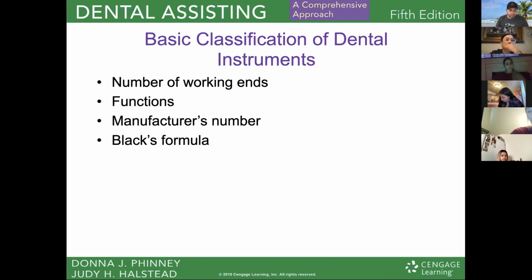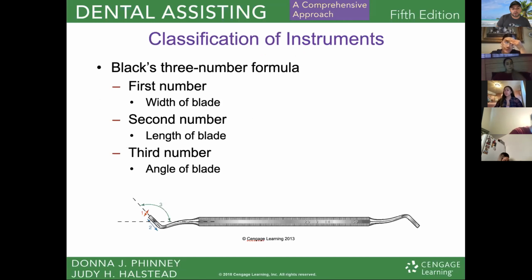On the handle of an instrument is a manufacturer's number. Some instruments will have the name of the individual who designed the instrument, or it can be just a simple manufacturer's number, or it can be Black's formula. Black's formula consists of the exact size and angulation of an instrument. There could be 2 different types of Black's formula. The first is if you're dealing with a chisel, a hatchet, or a hoe, there are 3 numbers.